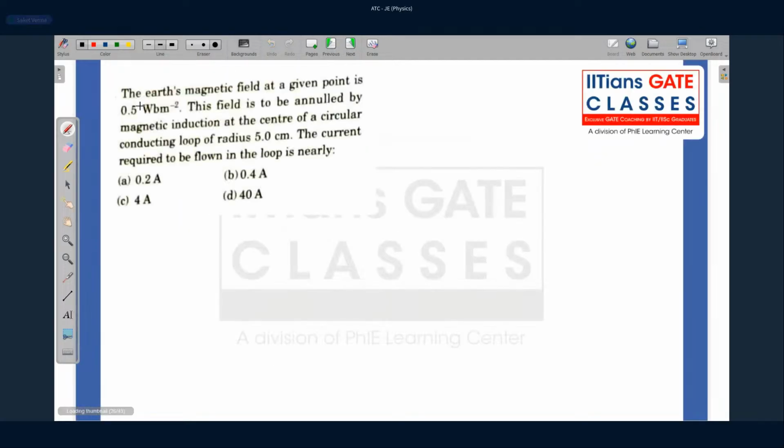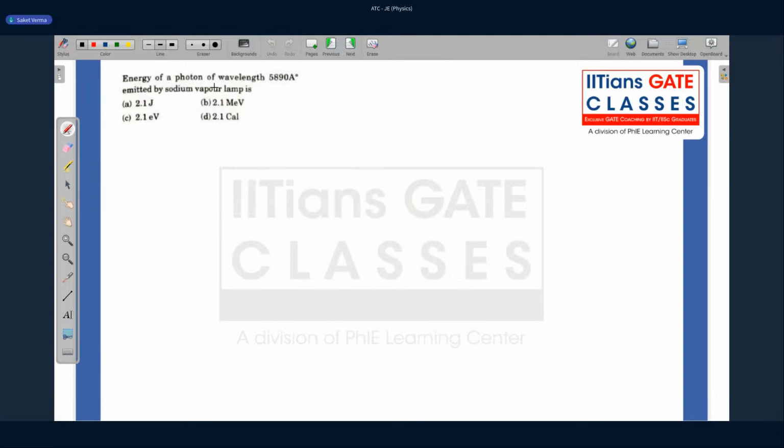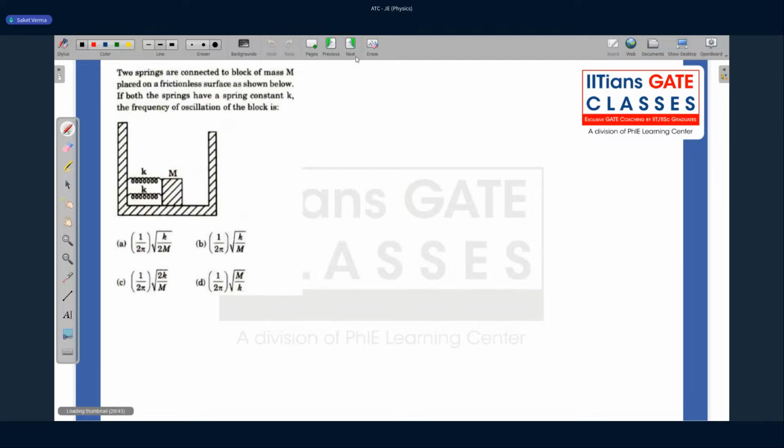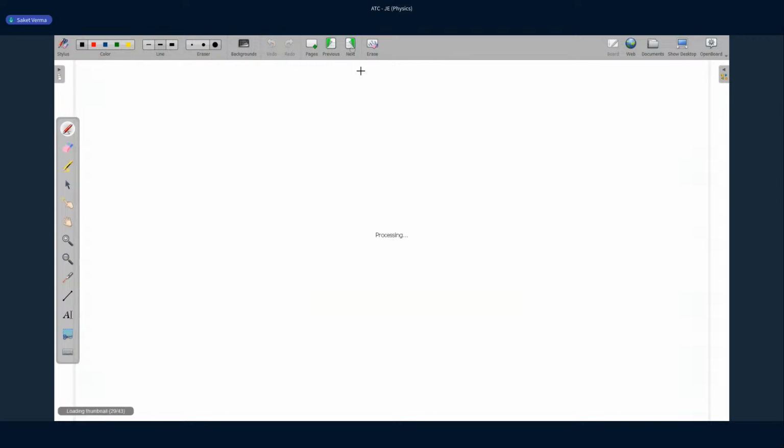Okay. Now the earth's magnetic field is given, so it is magnetic induction. That means electromagnetic induction, which you should cover. And the energy of a photon of wavelength 5890 emitted by sodium: E is equal to hc upon lambda, Planck's constant h, c upon lambda. This is the basic photon energy equation that generally comes. And this is on the topic of Newton's law of motion, that is NLM, which you should cover.